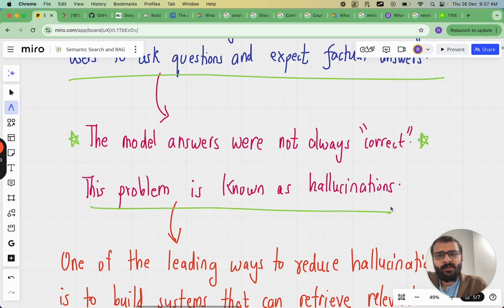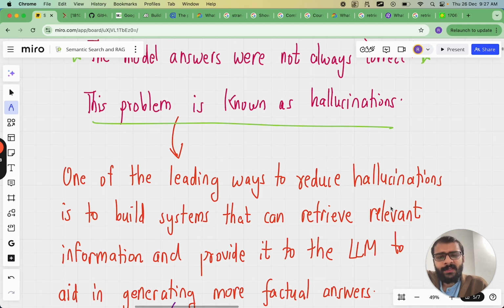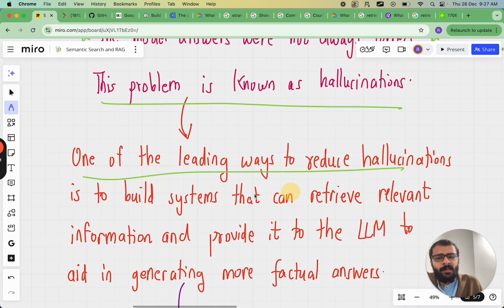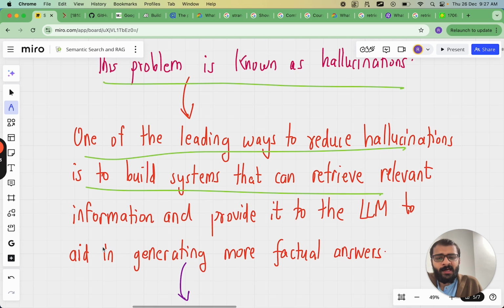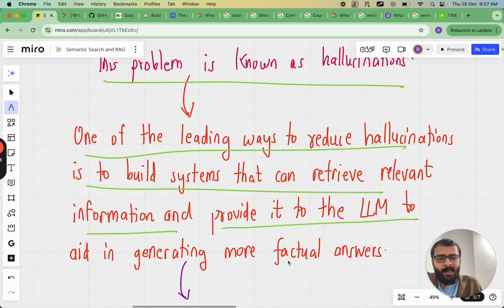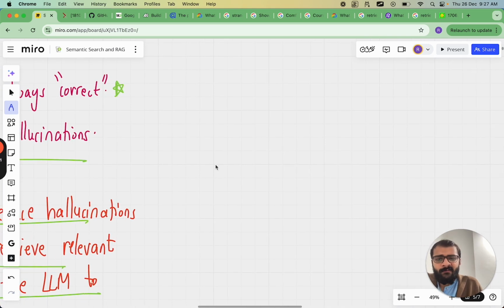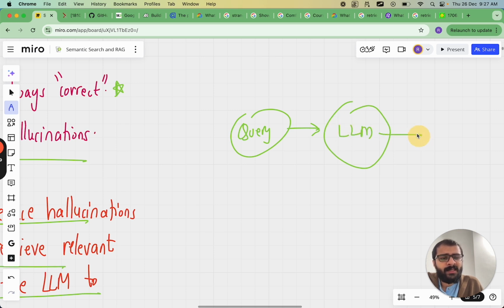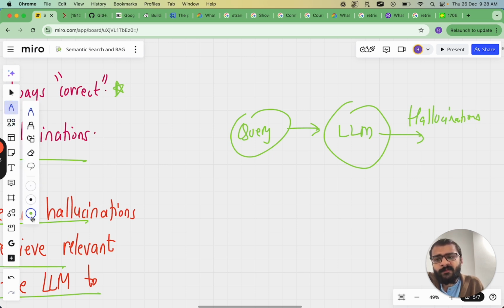Hallucinations is when a large language model, or let's say you're searching something, gives you answers which are completely random. One of the leading ways to reduce hallucinations is to build systems that can retrieve relevant information and provide it to the large language model so that we can generate factual answers. A schematic for this could be, let's say the first case is I just have a query and I ask it to the large language model. This can give me hallucinations, which is not great.